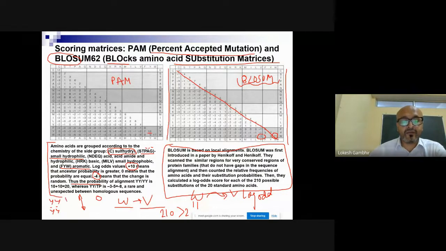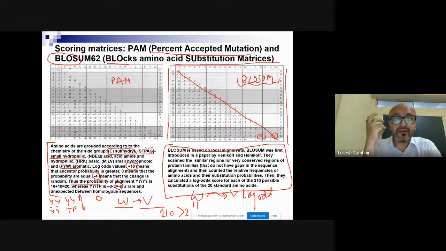Whereas if I am aligning YY with threonine and proline, again there is no match, there is a mismatch. So what score will I put for a mismatch? I see Y and T, and I know the score is -3. I see Y and P, and I know the score is -5. So cumulatively it comes to -8. What is -8 showing you? -8 is showing that it is highly unlikely.